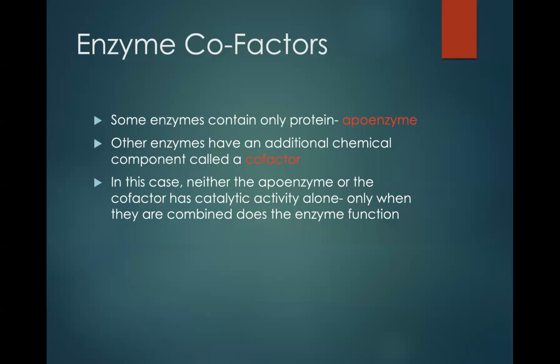Enzymes can have cofactors. Some enzymes contain only that protein portion. The protein portion alone is referred to as the apoenzyme. The apoenzyme alone is usually not enough to get the full catalytic activity of that enzyme. Some enzymes have additional components known as a cofactor. In this case, neither the apoenzyme nor the cofactor has catalytic activity alone. It is only when they are combined that this enzyme becomes functional.